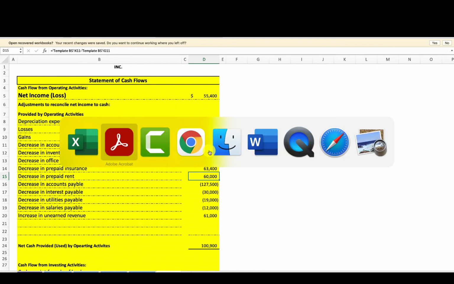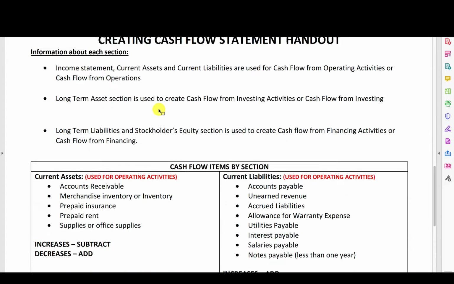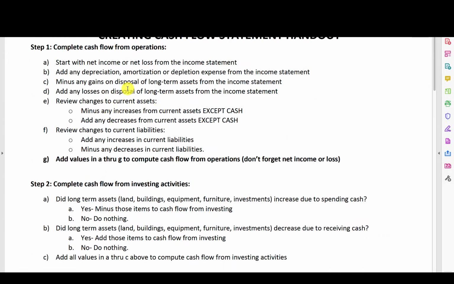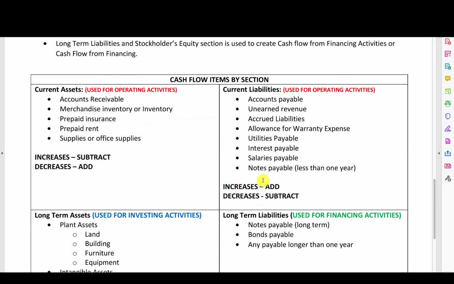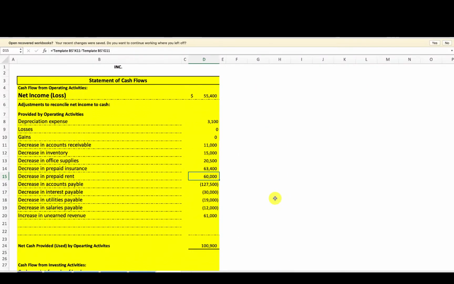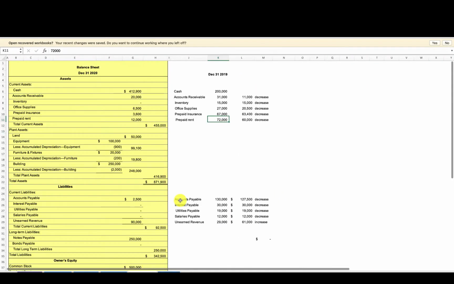Now, once you finish with that, what does the handout say? The handout says once you look at current assets, then you go to current liabilities and you follow the rule. Increases in current liabilities are added or positive. Decreases in current liabilities are subtracted or negative. And again, you go down here, it says increases you add, decreases you subtract, or increases are positive, decreases are negative. Okay, so we do the exact same thing we did before, but now we're doing it for current liabilities.